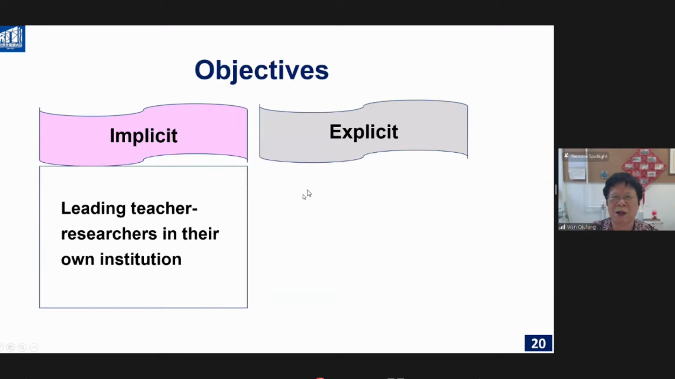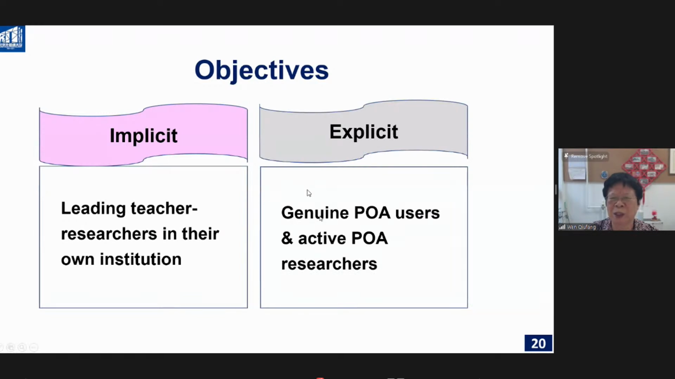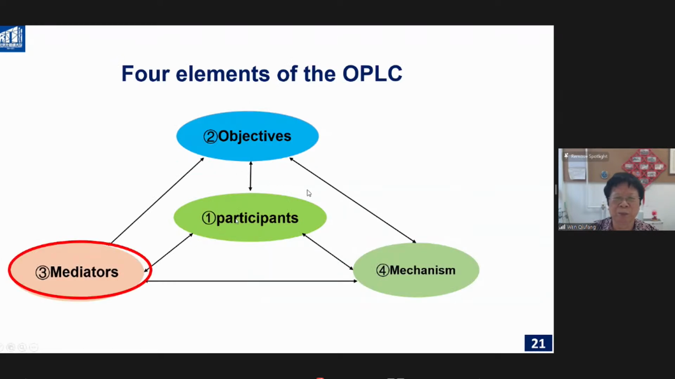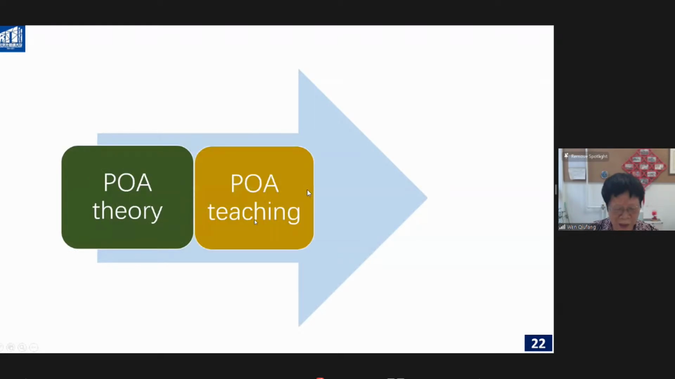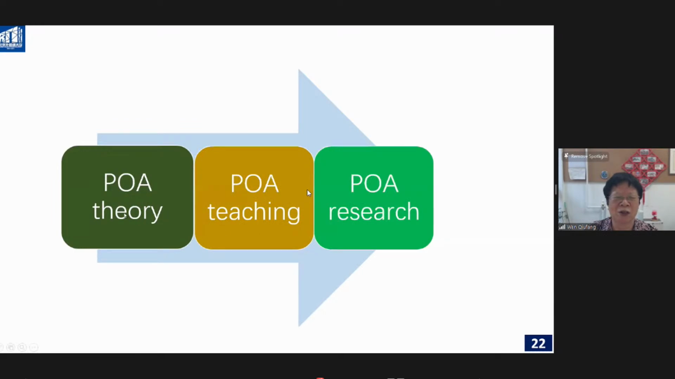And the explicit objectives, we would like them to become genuine PUA users and active PUA researchers. Now we translate explicit objectives into measurable or operational tasks. Later I will tell you in the mediators. So, okay, now the third one, the mediators. Simply speaking, the PUA theory, PUA teaching, and PUA research. These three are key mediators.